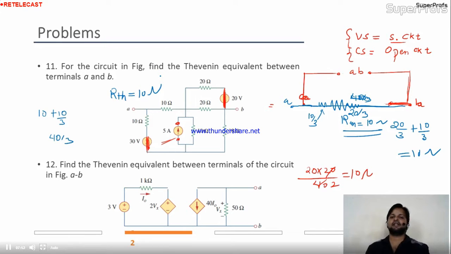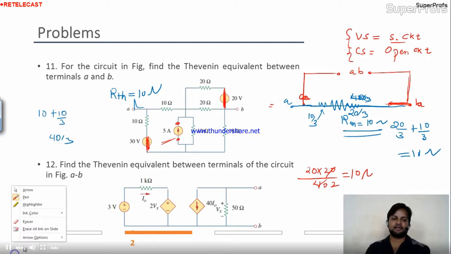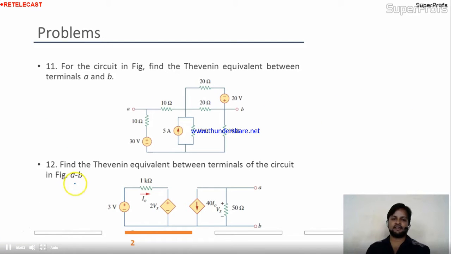Is it okay? Now it depends on you to calculate this VTH. This is your homework. Okay. Once you find out the VTH, you can easily reduce this circuit to the Thevenin equivalent circuit, where RTH is nothing but 10 ohm and the VTH, which you will find out. Is it okay? Good. Come to the 12th one.